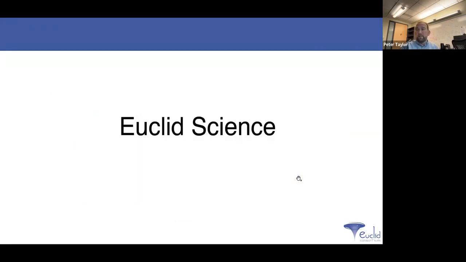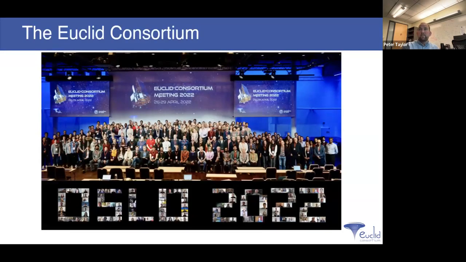Okay, so what about the science itself? So the first thing to say is Euclid, we have a consortium which is tasked by ESA to analyze the raw data and turn that into cosmological constraints. The last time I checked this morning, we have 2,797 members spread primarily across Europe, North America, and Japan.